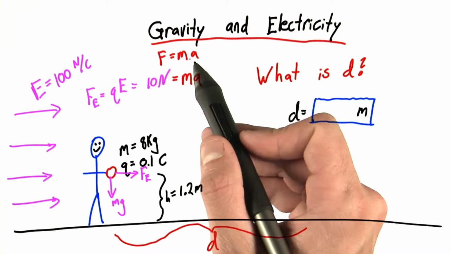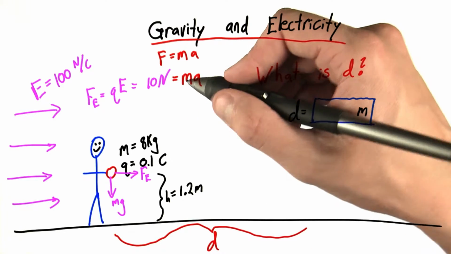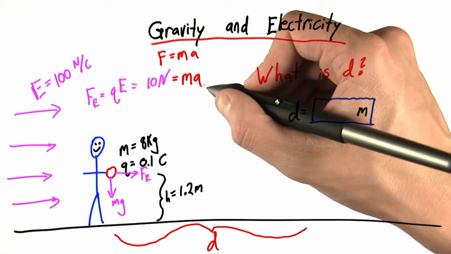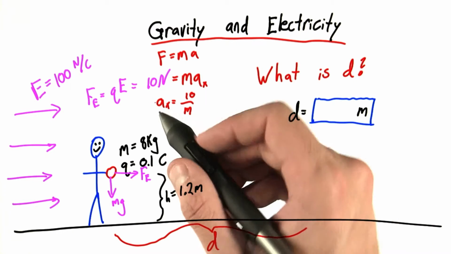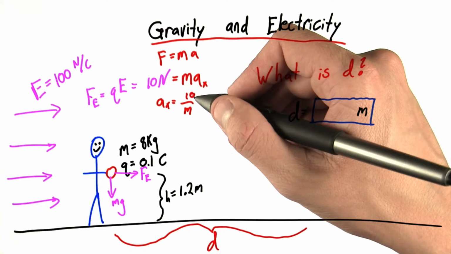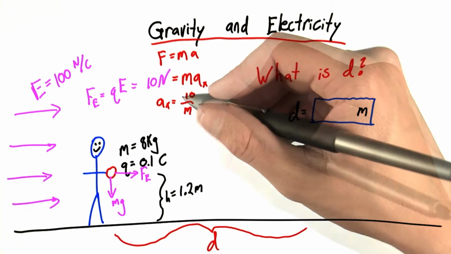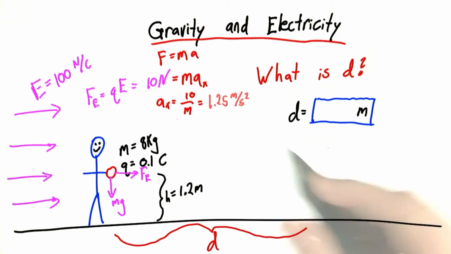And we know that F equals ma, so 10 newtons is equal to mass times the acceleration in the x direction, I should say, because we're just looking at that component of motion for now. Solving this, I find that this x acceleration is equal to 10 divided by the mass. And when I plug in 8 kilograms, I find that's equal to 1.25 meters per second squared.